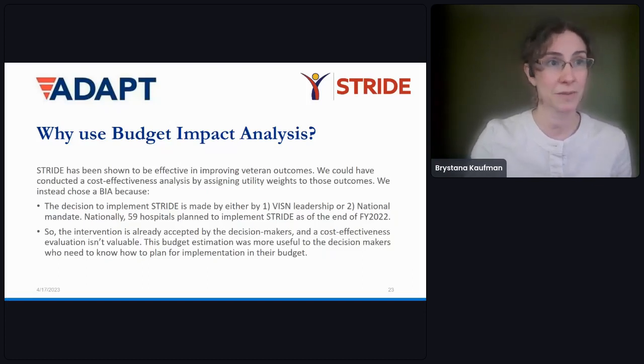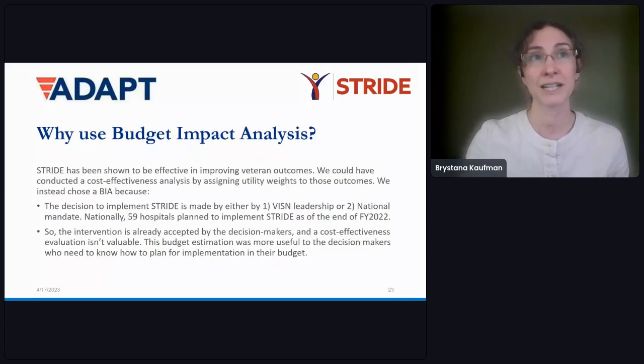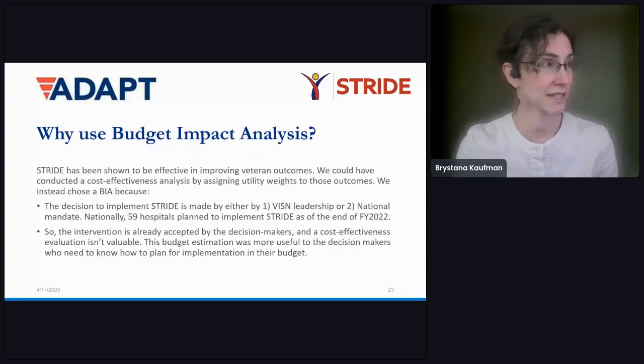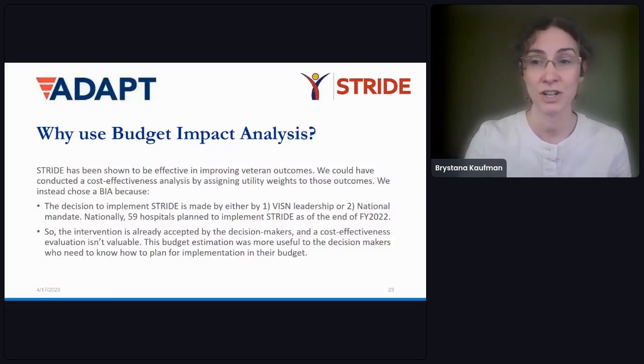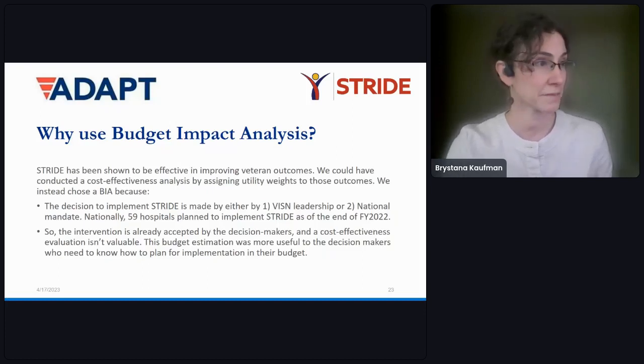And it wasn't so much about, is this cost effective? Because we can see that it's high value, and that's a part of our mission, is to improve outcomes for veterans. It was more about, is this feasible? What should the budget be? And what types of implementation strategies are going to be most efficient for expanding access to the STRIDE intervention? So that is why we focused on the budget impact analysis as a part of this larger business case analysis to support decision-making by VA administrators.